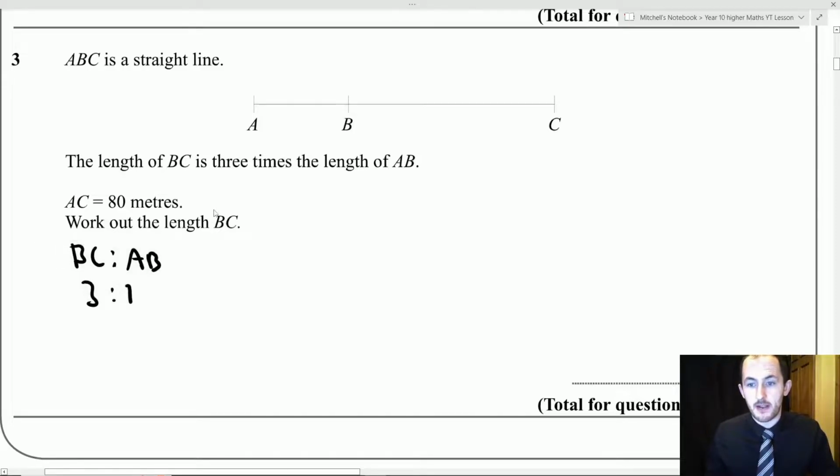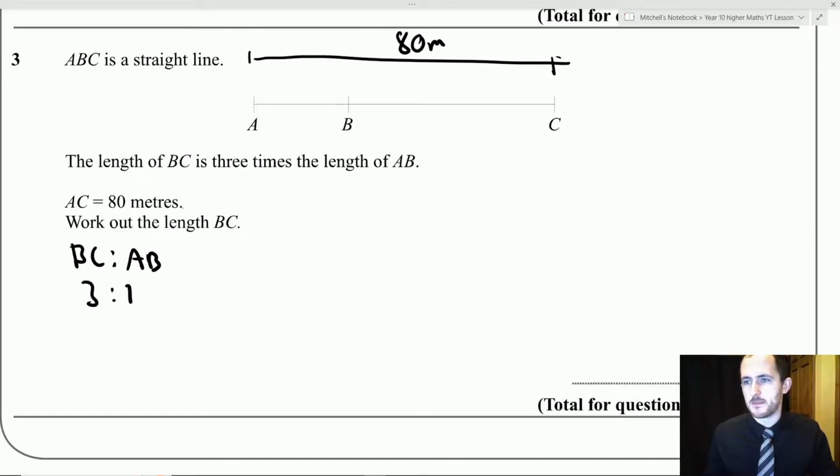Now it's telling me to work out the length of BC if the total length is 80 meters, right? So this whole length here, not exactly accurate, but yeah, 80 meters. This is 3 parts, that's 1 part. So what we're going to do is look at the fraction, or the number we care about. So, which is the 3, divided by 3 plus 1, which is 4, times 80. So a quarter of 80 is 20, times that by 3 is 60 meters.